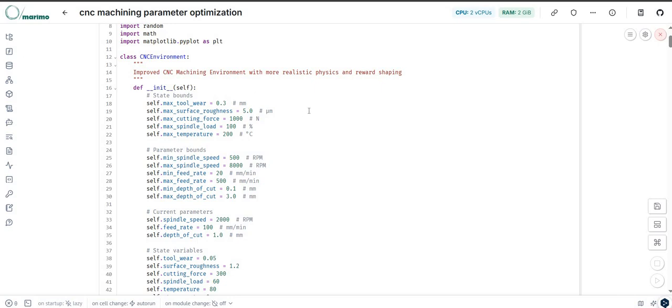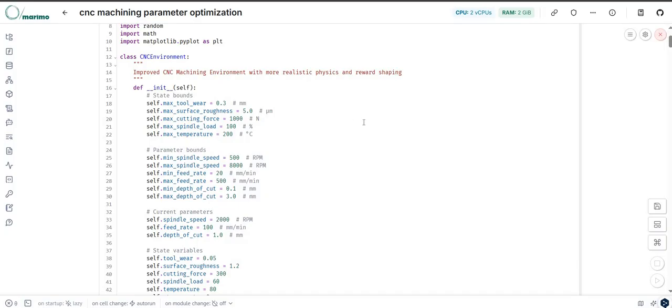The very first thing inside the class is the initialization method, and here we are setting the ranges for different variables. For example, the maximum tool wear is set to 0.3 millimeters. The maximum surface roughness is 5 micrometers. The maximum cutting force is 1000 newtons. The maximum spindle load is 100%, and the maximum temperature is 200 degrees Celsius. These are the outer safety limits of the machine.